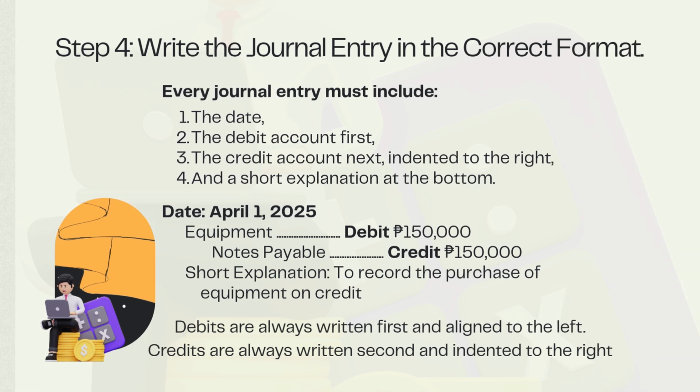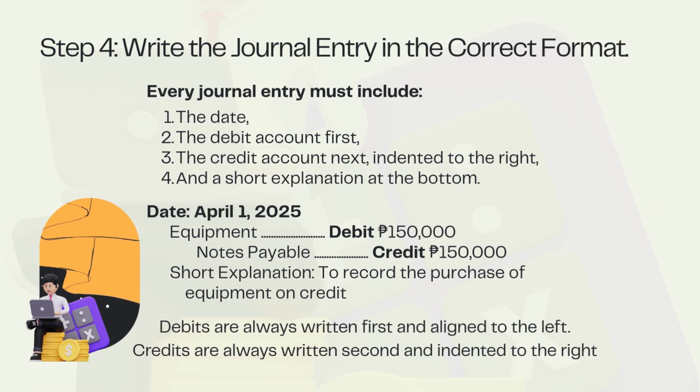Step 4. Write the journal entry in the correct format. Every journal entry must include: 1. The date, 2. The debit account first, 3. The credit account next, indented to the right, 4. And a short explanation at the bottom. Here's how our example would look. Date, April 1st, 2025. Equipment, debit $150,000. Notes payable, credit $150,000. Short explanation: to record the purchase of equipment on credit.